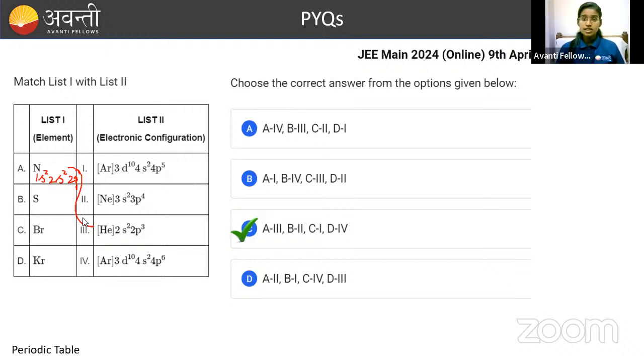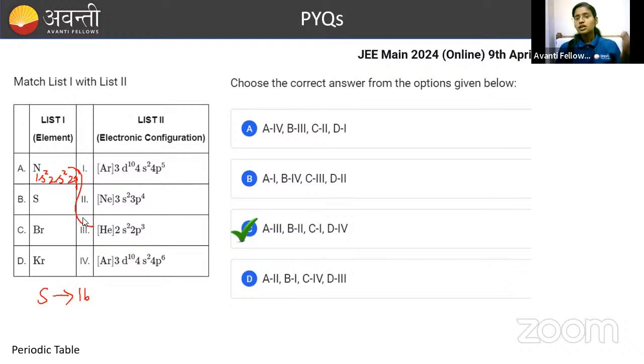It belongs to 16th group. Oxygen group member is sulfur. And also the atomic number of sulfur is 16. So atomic number is also 16 and the group number is also 16.